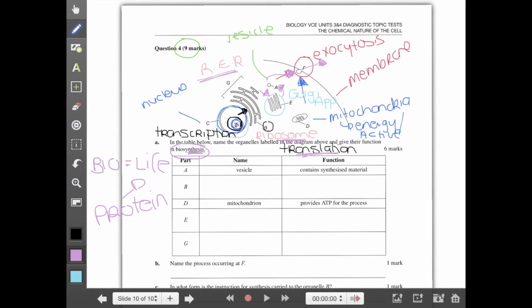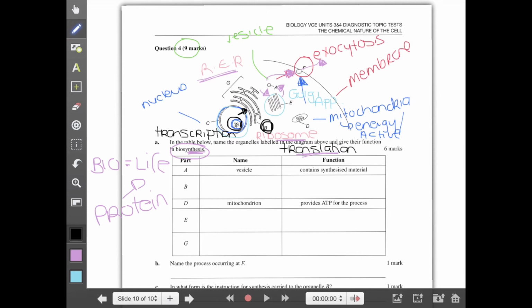B, so let's have a look at that. I'm just going to change my color. B is your ribosome, and that's the location of protein synthesis, so translation. Either of those would be acceptable. D, they've done that for you. Mitochondria provides ATP for the process. And then in this case it would be exocytosis because of bulk transport.